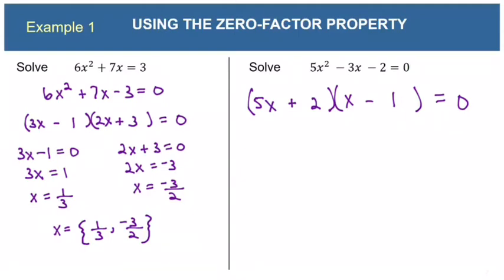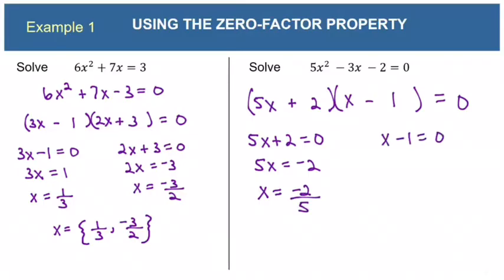to 0. If the first factor is equal to 0, that means 5x equals negative 2, and that means x equals negative 2/5. If the second factor is equal to 0, that means x equals 1. So our two solutions are x equals negative 2/5 and x equals 1. And remember, we put them in curly braces separated by a comma.